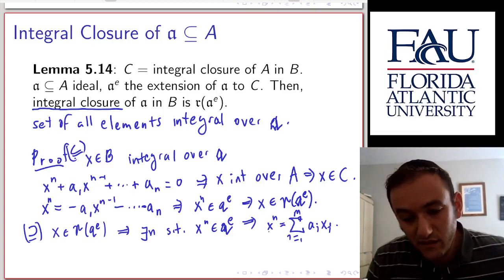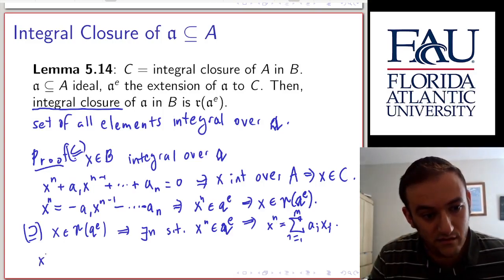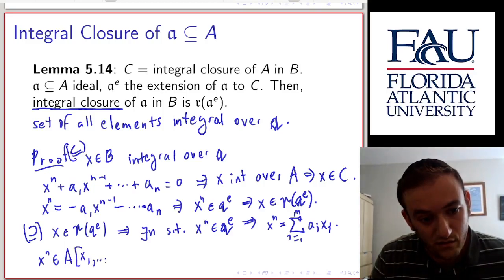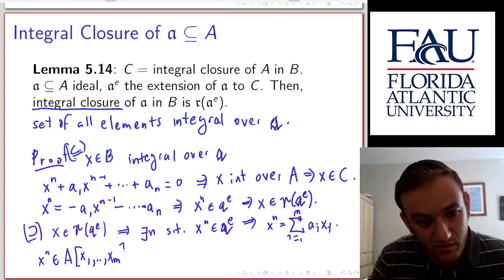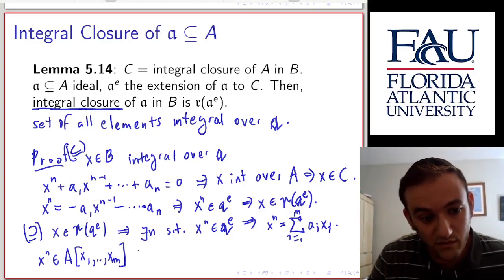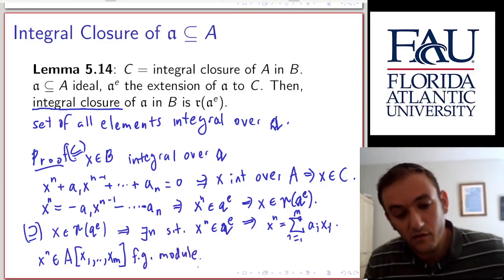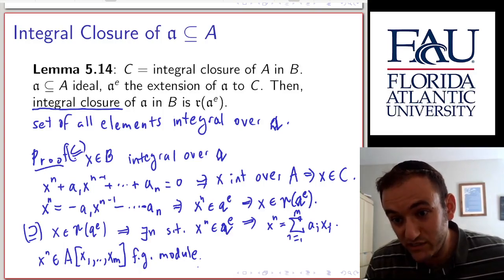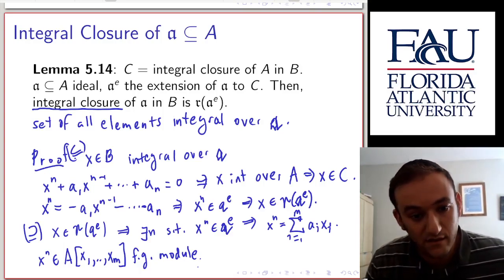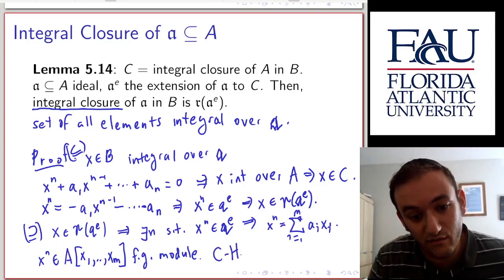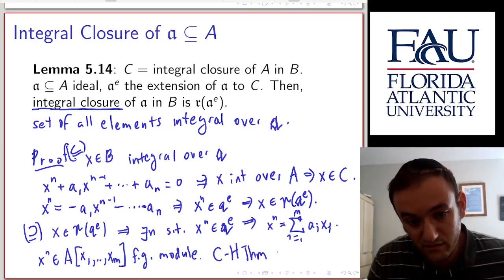But that means that x to the n is contained in A adjoin x1 through xm. And since they're all integral, this is a finitely generated module. But that means you can apply the Cayley-Hamilton theorem, the version which includes the ideal. So the Cayley-Hamilton theorem implies the result.